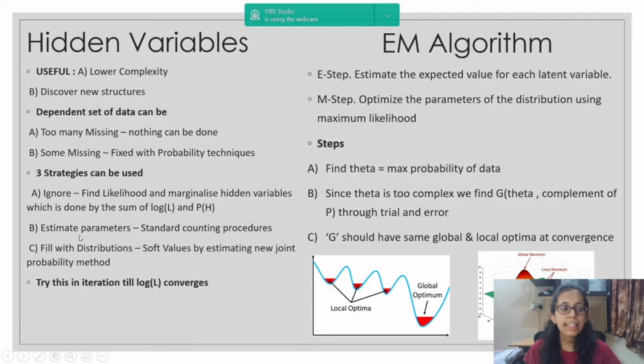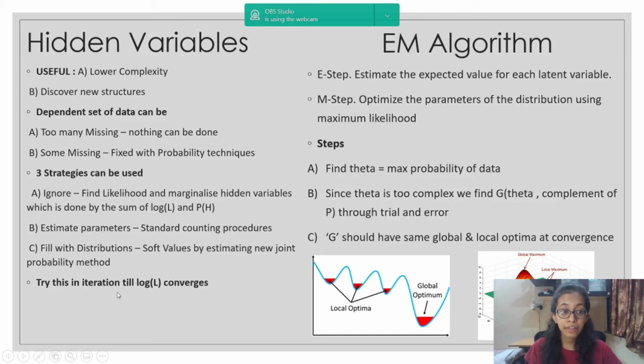The second is estimating parameters, which is basically the standard counting procedures. The standard counting procedures are mean, median, and mode. And the last is fill with distributions, so soft values by estimating a new joint probability method. This is basically rounding off those variables into the most common or the most required value.